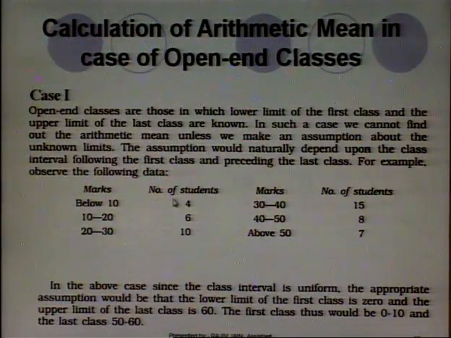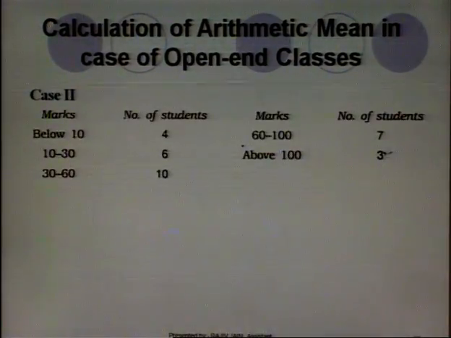In this case, this is the continuous series. You can use the direct method, you can use the shortcut method, you can use the step deviation method. From the above three methods, you can use anything as you feel comfortable using the calculations. Second case was when the length of the interval was not uniform.